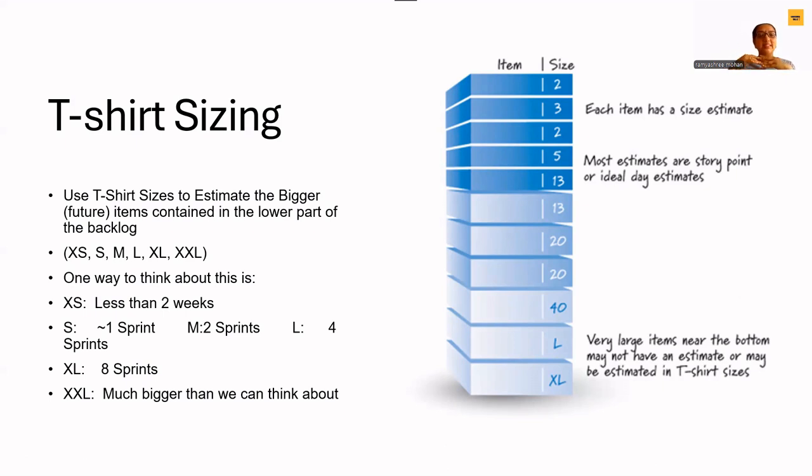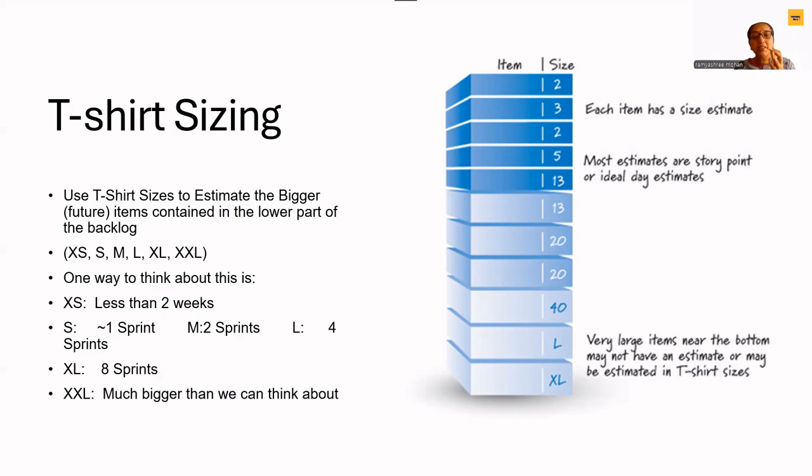See, for example, let's say less than 2 weeks, we're going to consider as extra small. This is just an example. Again, it depends on the project, right? Let's say 1 sprint is required, then we consider it as small. 2 sprints is required, we consider it as medium. Again, what is a sprint? It can be 1 week or 2 weeks or 3 weeks. It depends on that particular project.